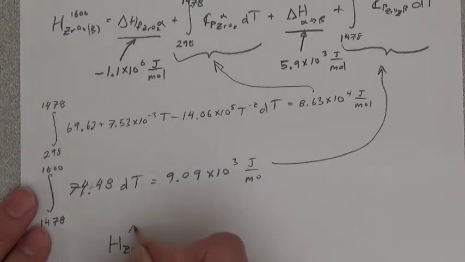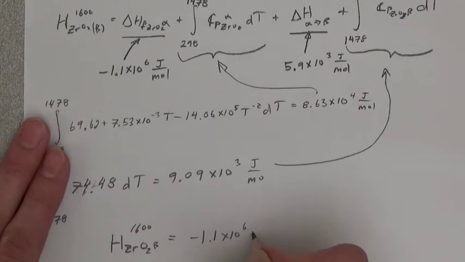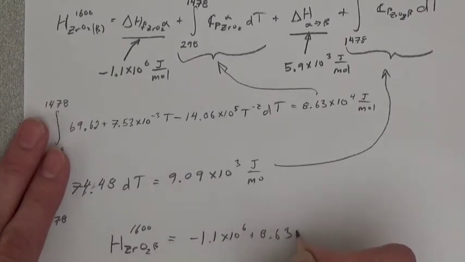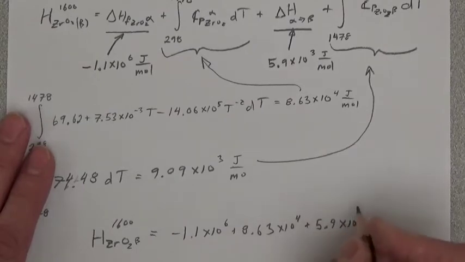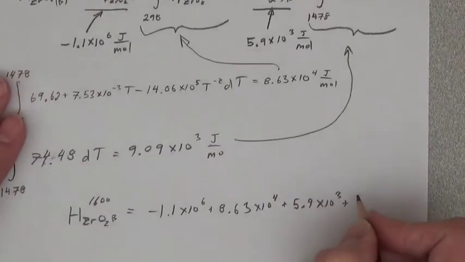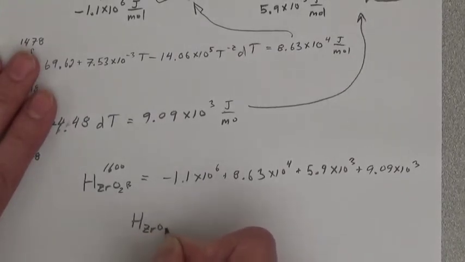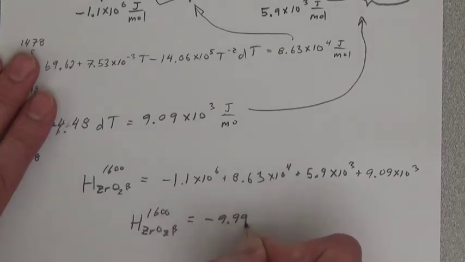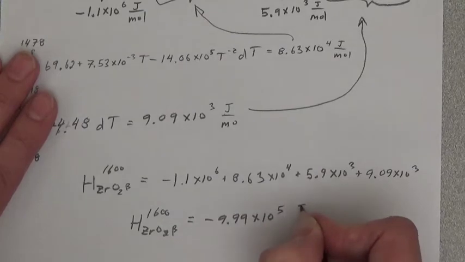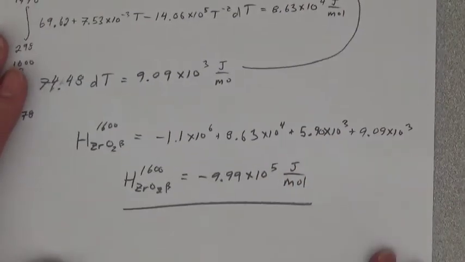Which means that H ZrO2 beta at 1600 is minus 1.1 times 10 to the 6 plus 8.63 times 10 to the 4 plus 5.9 times 10 to the 3 plus 9.09 times 10 to the 3, or H ZrO2 beta 1600 is equal to negative 9.99 times 10 to the 5 joule per mole. I'm going to do this out to 3 sig figs. Okay.